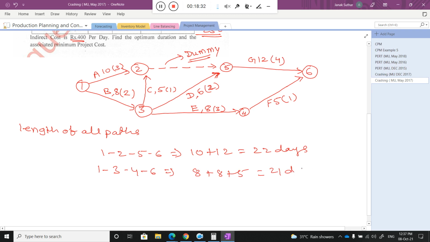Okay, any other path, class? 1, 3, 5, 6. In 1, 3, 5, 6, what will be the time duration? 8 plus 6 plus 12. It will be 26.